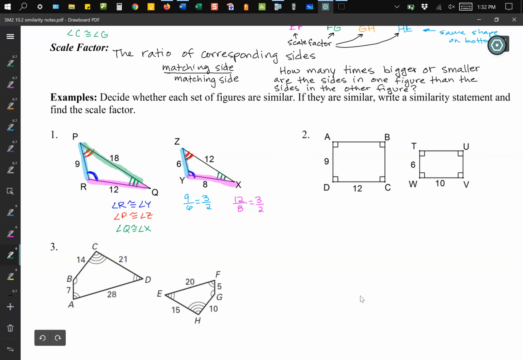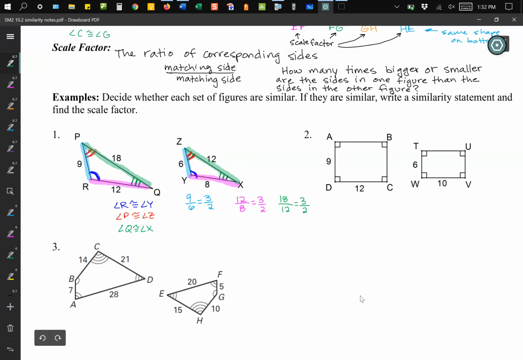We have one set left. We have longest side over longest side. So 18 divided by 12. 18 divided by 6 is 3. 12 divided by 6 is 2. So all 3 of those reduce to the same thing. That means I've got 3 sets of congruent angles and 3 sets of proportional sides. So these are similar.